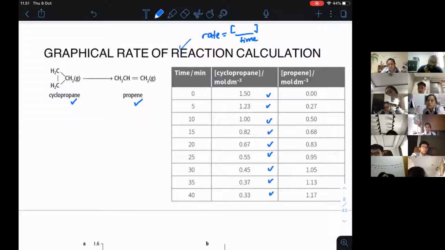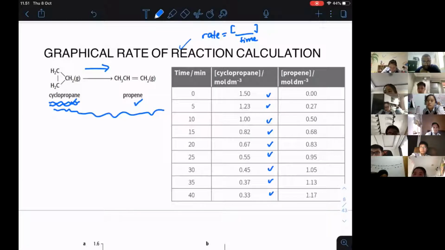If you just look at this equation, it is a forward reaction. So what do you expect about the concentration of cyclopropane? Are they going to go down or increase? Go down, yeah. So the concentration itself is supposed to go down because they are reacting. But this is going to be concentration, not rate.